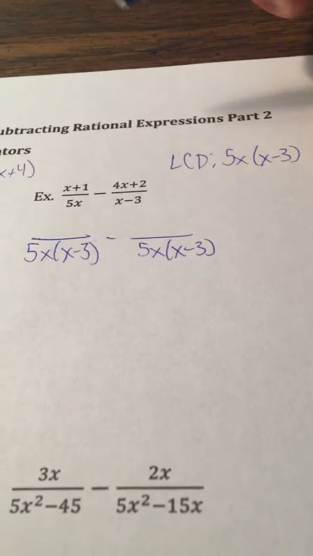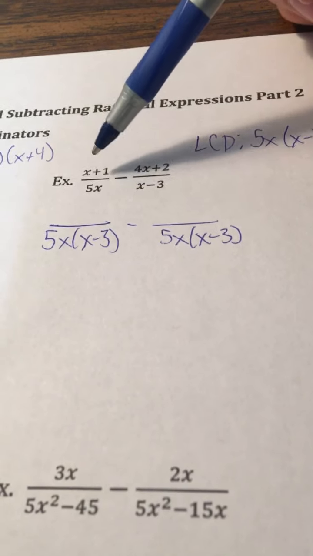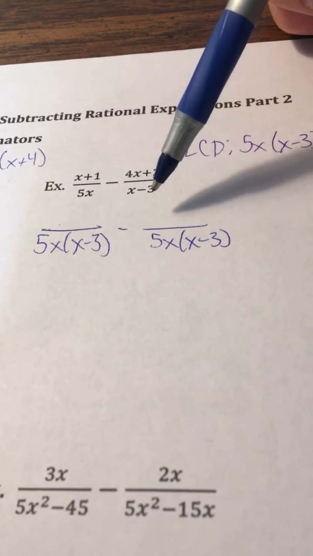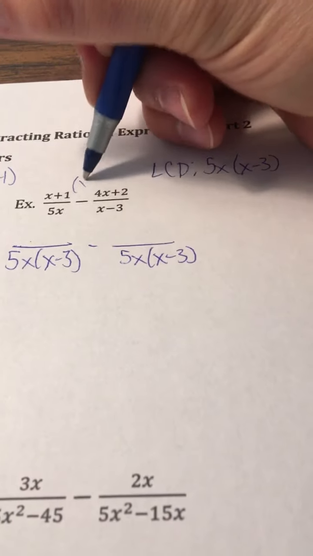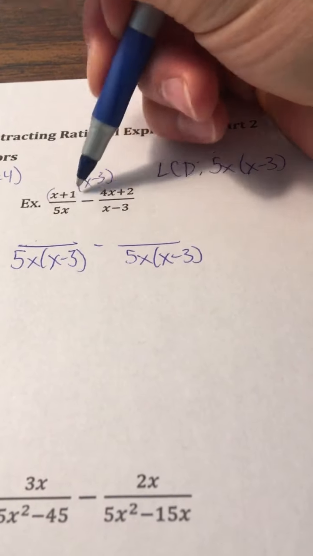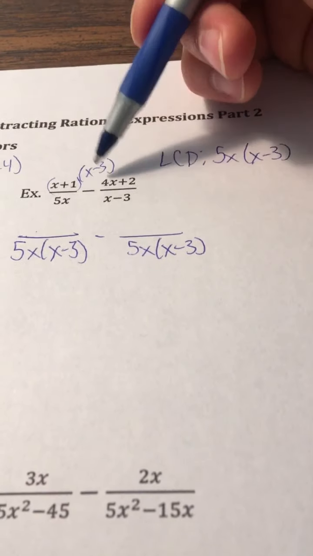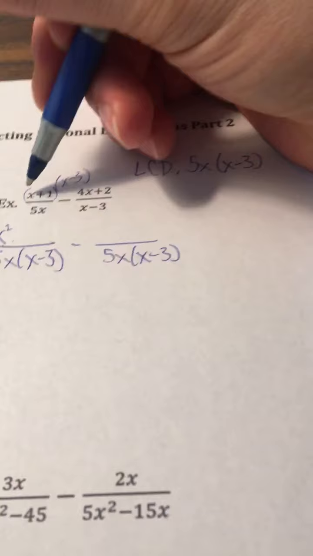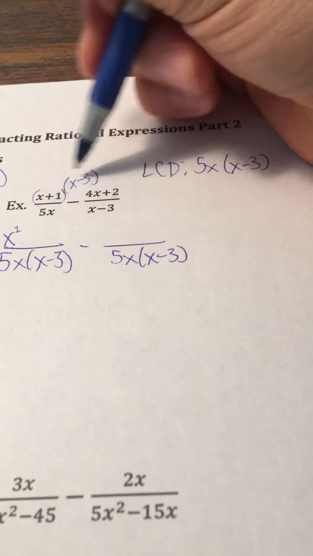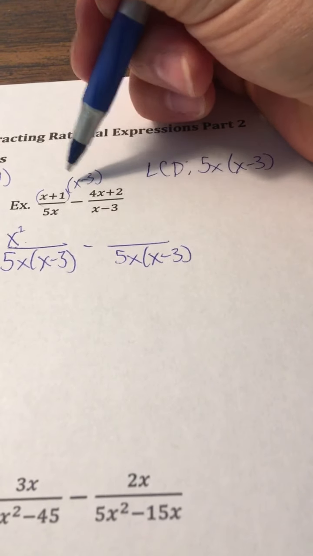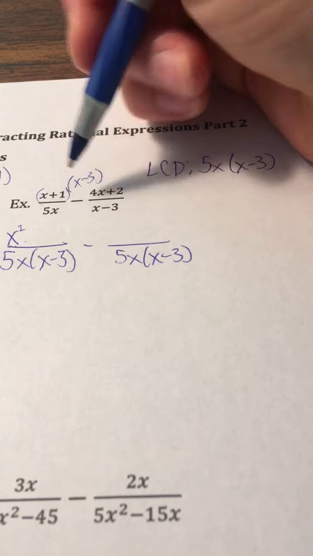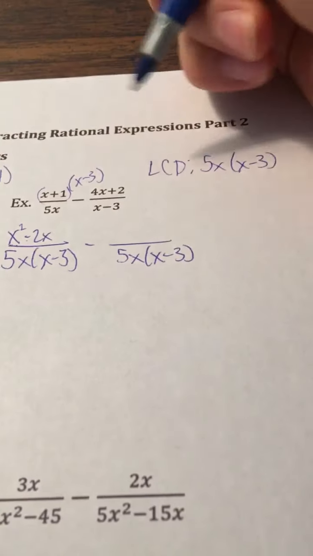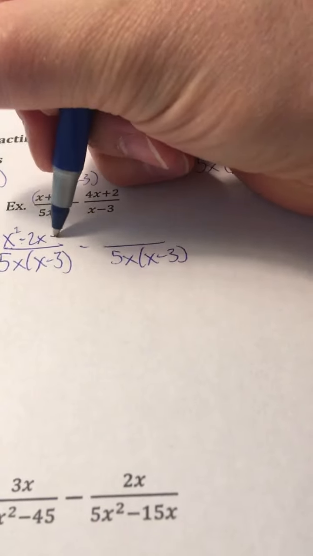So now I'm just going to go through and multiply by whatever's missing. First fraction has the 5x, does not have x minus 3. So let's multiply that. So again, I'm going to have to FOIL that. X times x is x squared. X times negative 3 is negative 3x. And then 1 times x is 1x. Let's combine them. Negative 3x plus 1x, negative 2x. And then 1 times negative 3, negative 3.